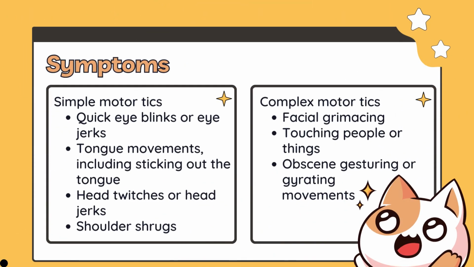These are some of the symptoms for simple motor tics and complex motor tics. Simple motor tics include quick eye blinks or eye jerks, tongue movement, including sticking out the tongue, head twitches or head jerks, and shoulder shrugs. Complex motor tics include facial grimacing, touching people or things, obscene gesturing, or gyrating movements.